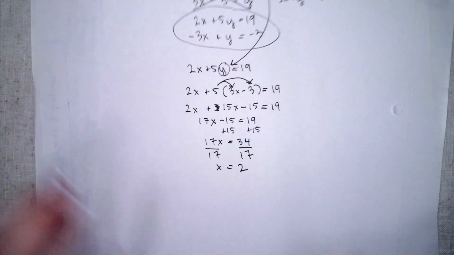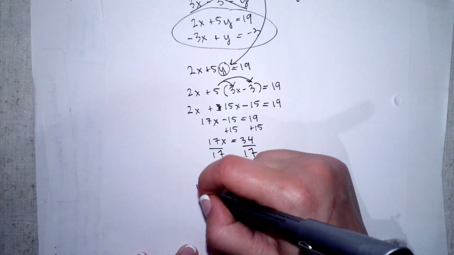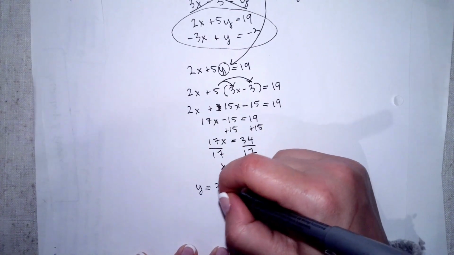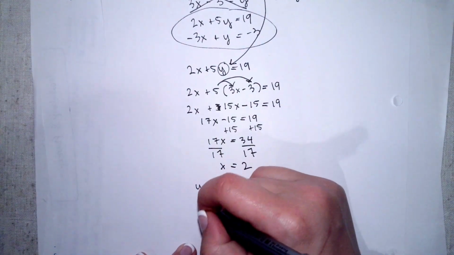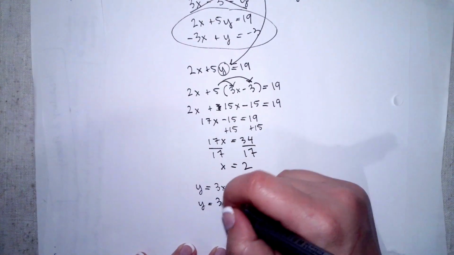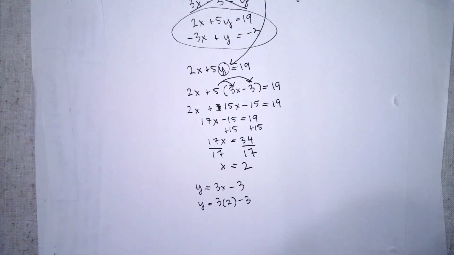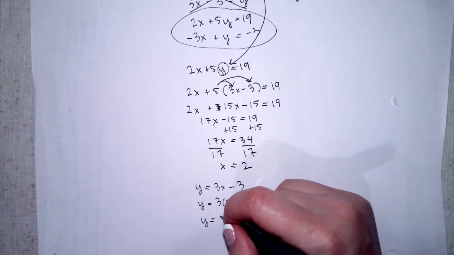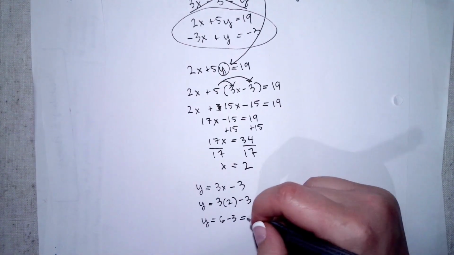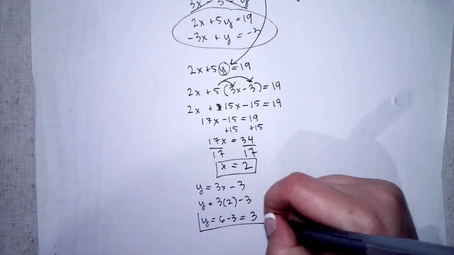So now we're going to get y, just like the last couple times. So we're going to say y equals 3x minus 3. Same equation as up there. Y equals 3 times 2 minus 3. Substitute the x with what we just found. And we're just going to simplify. Y equals 6 minus 3. So y is equal to 3. Awesome. So we have our two variables. And now we're going to check to see if it's the right answer.